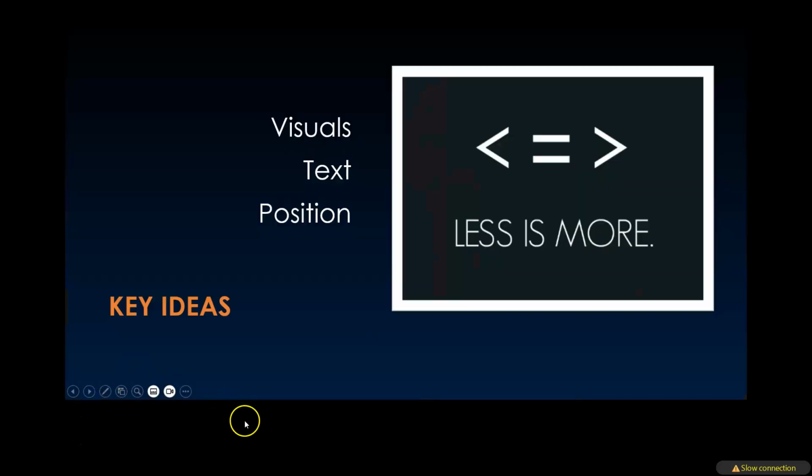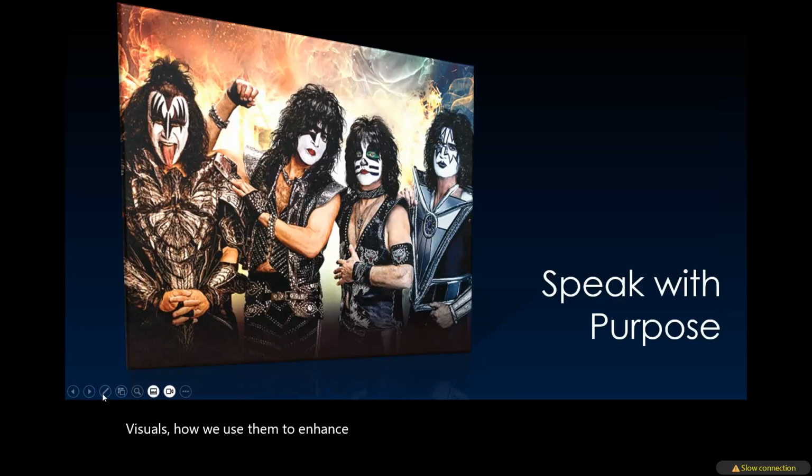The three key ideas I want to cover first are visuals, how we use them to enhance and not distract. So this would be a graph, a Venn diagram, a pie chart, a photo, a meme. Second thing we're going to talk about is how to use text effectively, where it enhances, reiterates, but does not distract. And then third and finally, just positioning what we know about the human eye and how that aligns with the slide deck, where we put it. Okay, let's do this. First key idea is visuals.